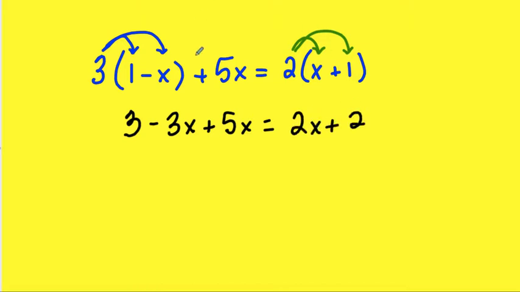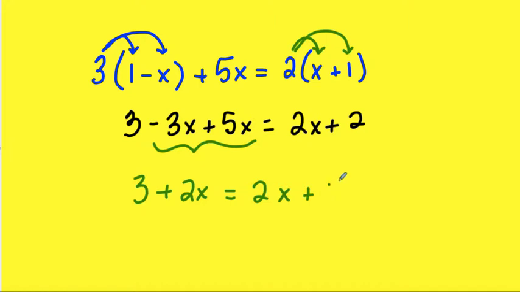Now sometimes we have a tendency on this left side to want to multiply the 3 to the 5, but remember we stop at the end of the parentheses. Now you really don't want to start bringing things over until you've combined the like terms. So on this side I see those like terms, same variable raised to the same exponent, so I'm going to do 3 plus 2x equals 2x plus 2.